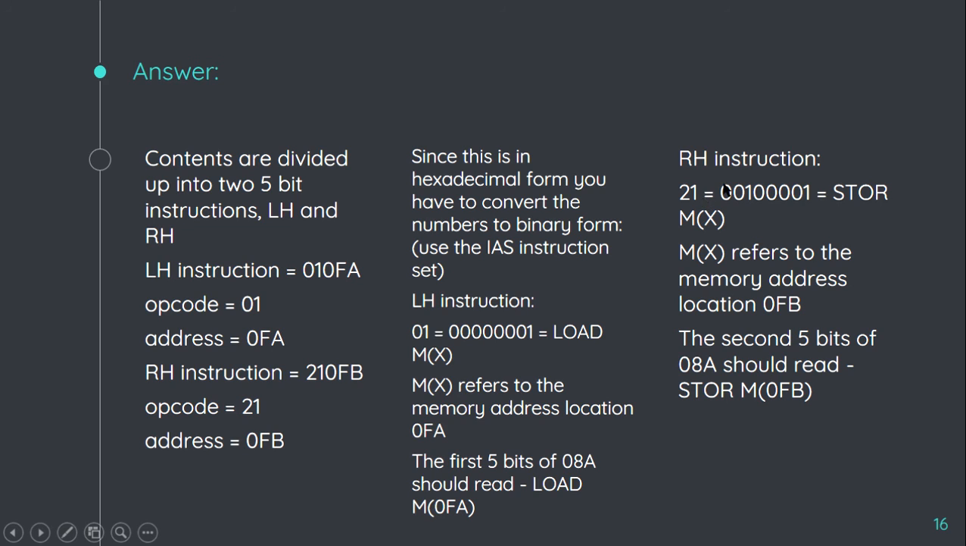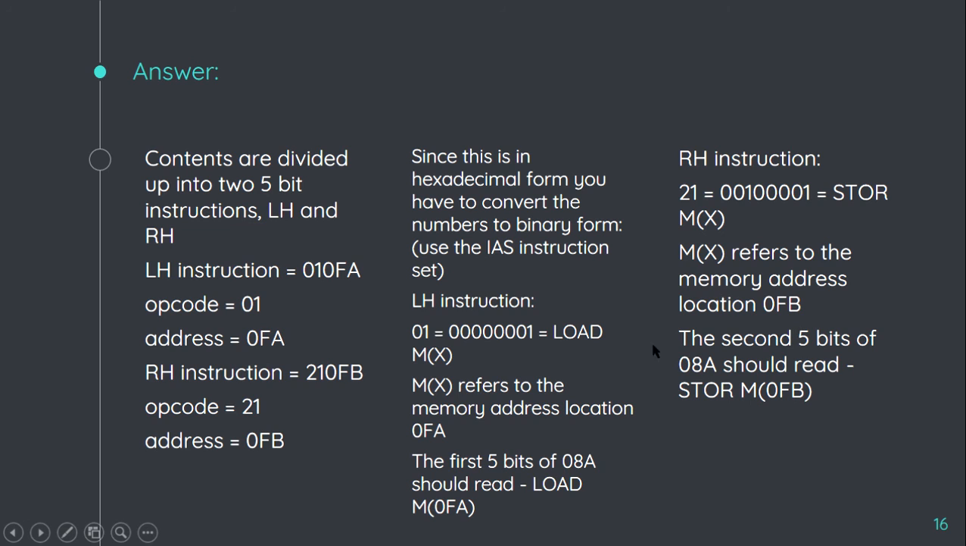For the RH instruction, the opcode here is 21, and converting it into binary, it becomes 00100001, and converting it again into the IAS instruction set, it is STOR M(X). MX here refers to the memory address location 0FB. The second instruction at 08A should read STOR M(0FB).